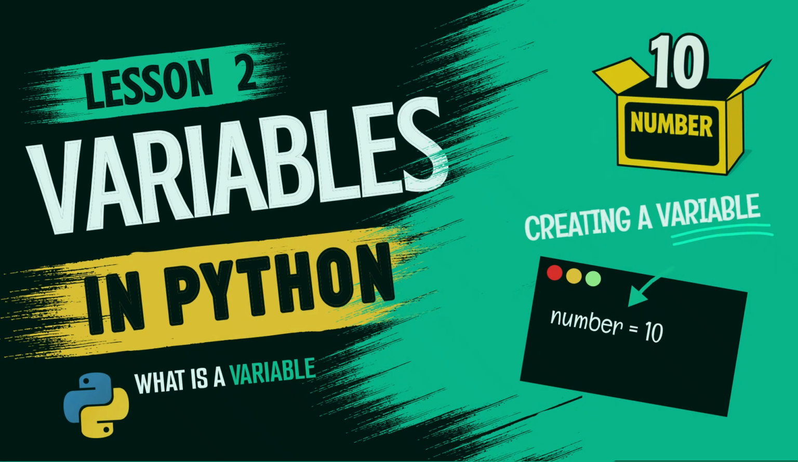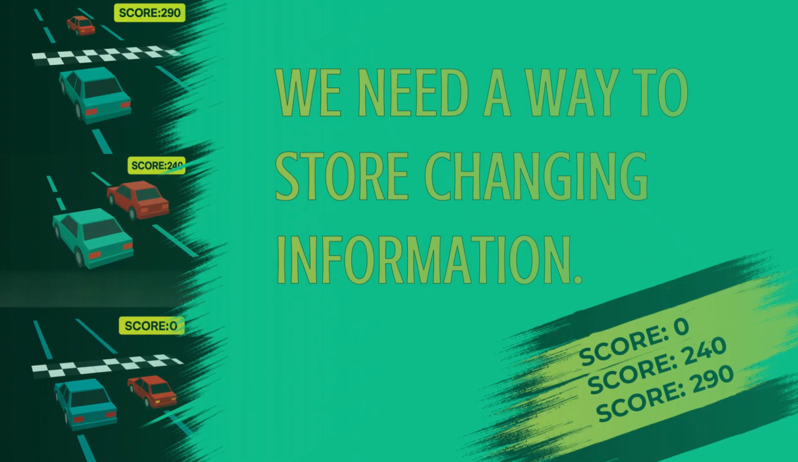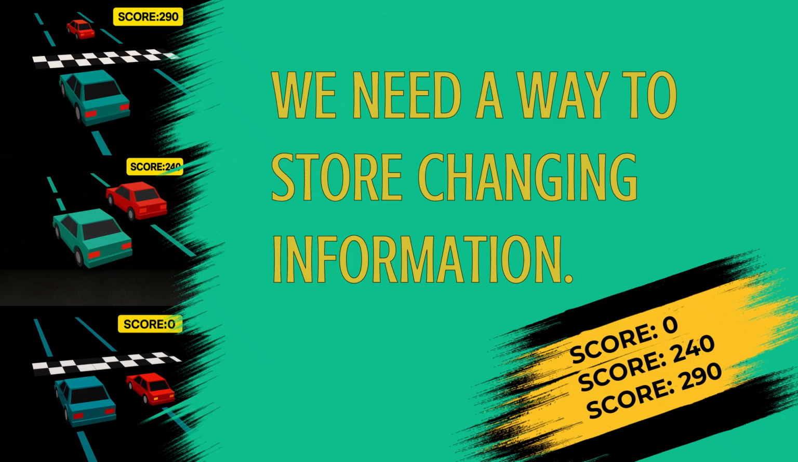In this lesson, we will learn what a variable is and how to create variables in Python. In the previous lesson, we learned how to display text using the print function. The text we displayed was hard-coded directly into our program and would remain exactly the same every time the program ran. No matter how many times we run the program, the output will always be the same.